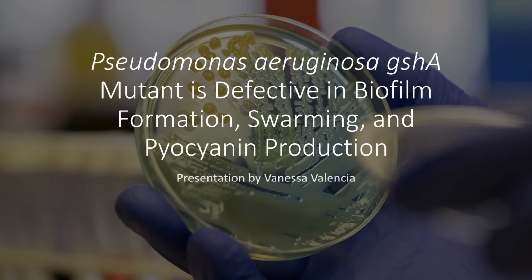My name is Vanessa Valencia, and I will be presenting on this paper called Pseudomonas aeruginosa gshA mutant is defective in biofilm formation, swarming, and pyocyanin production. My partner is Michelle Patterson, and our papers both have to do with biofilm formation and virulence factors, but in two different bacterial species, where mine is in Pseudomonas aeruginosa and hers is in MRSA.